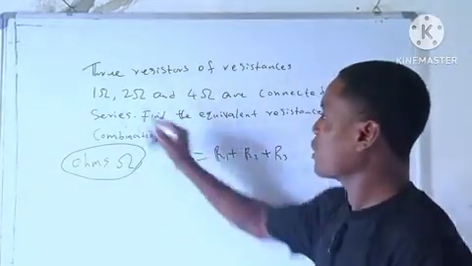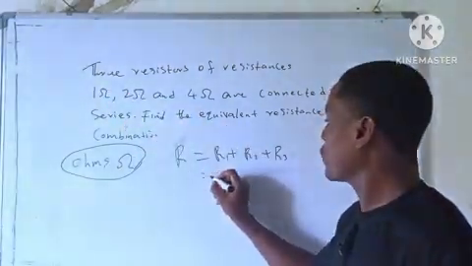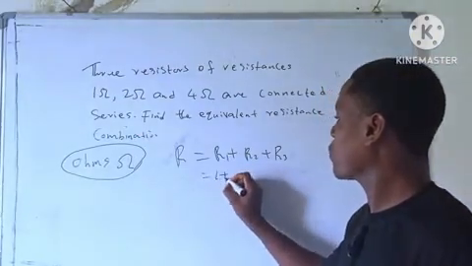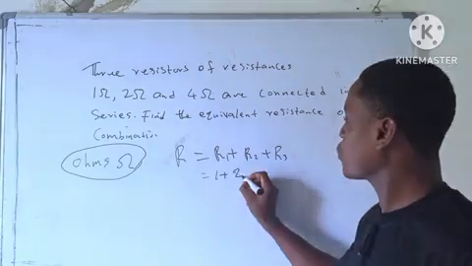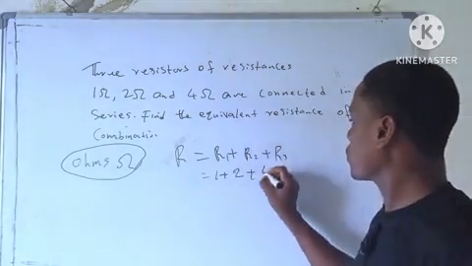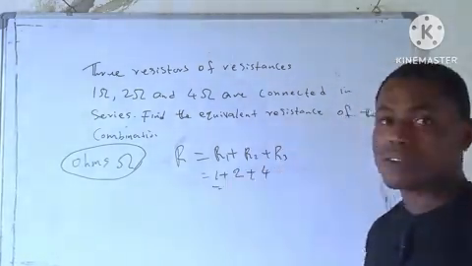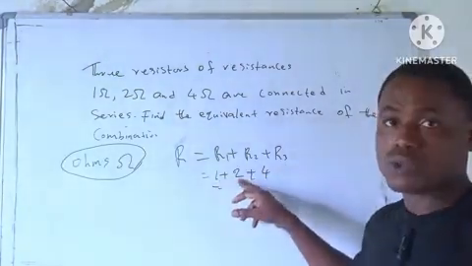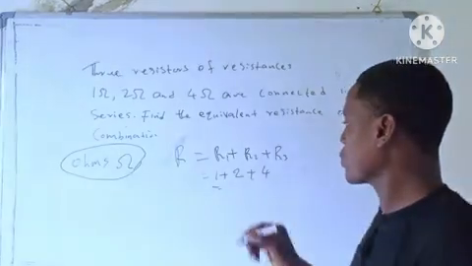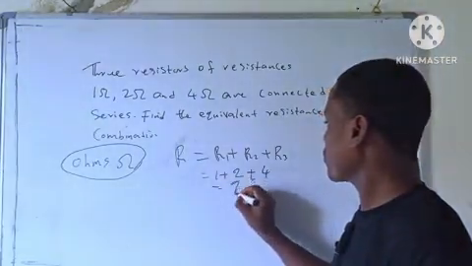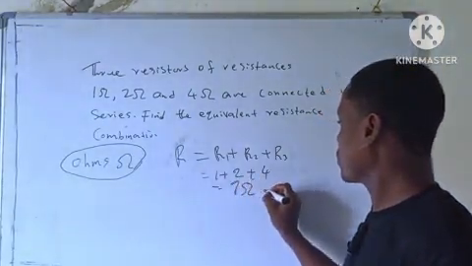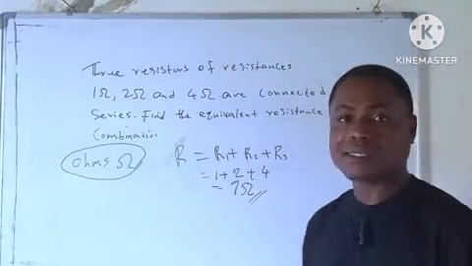Now, which one is the first one? The first one is 1, right? So R equals 1 plus the second one, which is 2, plus the third one, which is 4. If you add everything together, 1 plus 2 is 3. 3 plus 4 is 7. Don't forget the unit. So this is the answer.